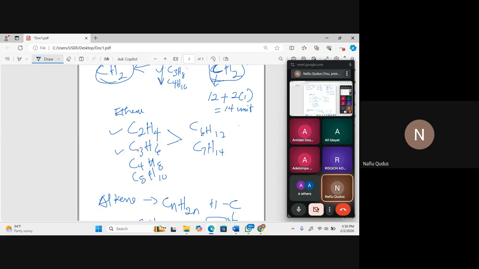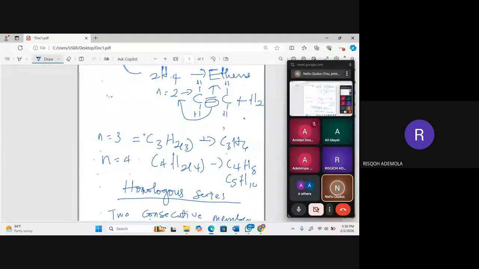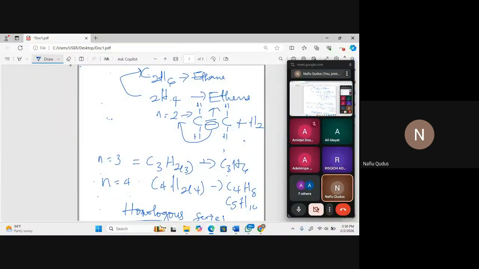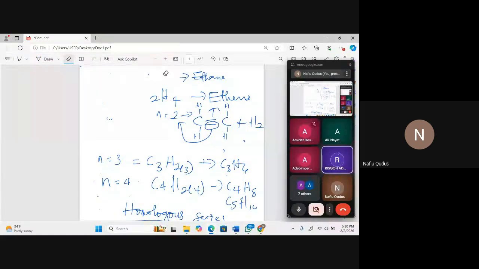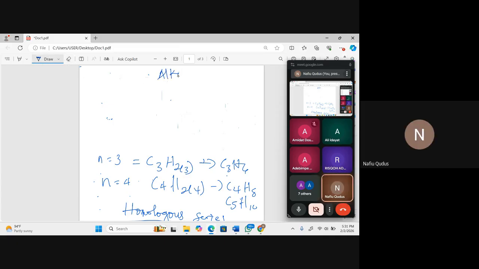Are we together? Yes, sir. Is that clear? Yes, sir. So now we need to move to alkyne. For the alkyne family, we need to put the name ending. Alkyne cannot also start from number 1. It will start from number 2.